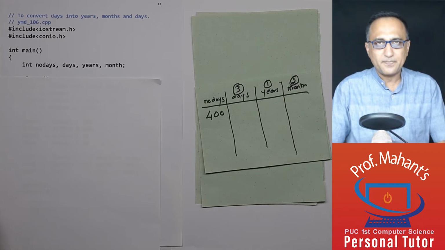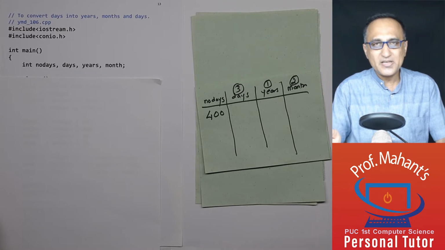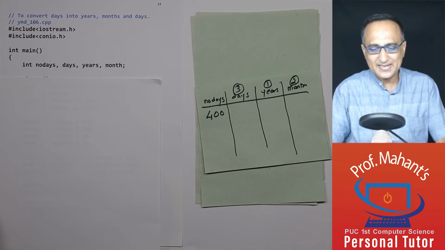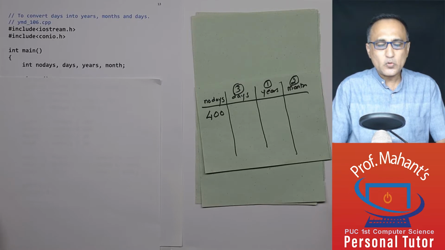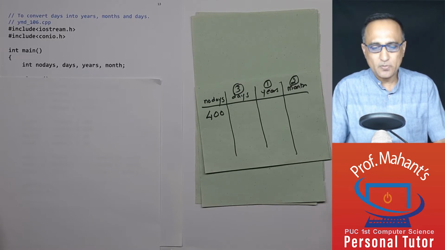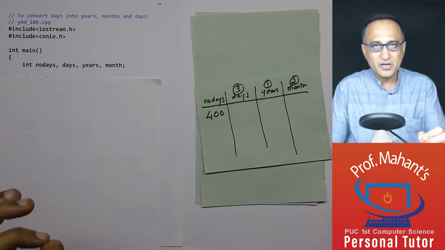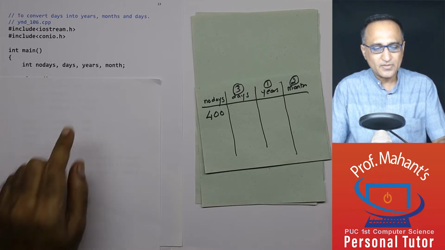In this program, I shall show you, given the total number of days, how you can convert it into how many years, months and days. In order to solve this particular problem, let us first understand the different variables or memory locations we are going to use.